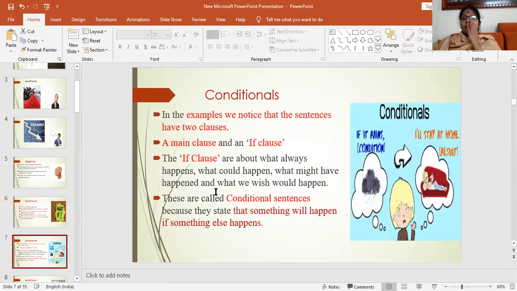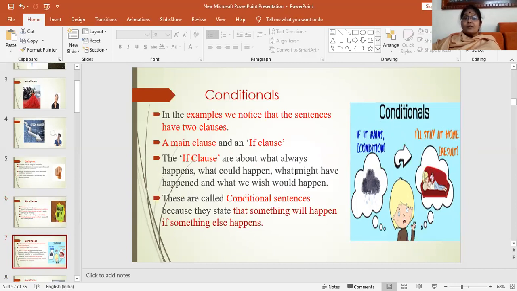So what do we learn? That in the examples, we notice that the sentences have two clauses. That is, one is the main clause and the other one is the if clause. Look at this: if it rains, I'll stay at home. So what will you do? I'll stay at home is the main clause, and if it rains is the if clause, right?